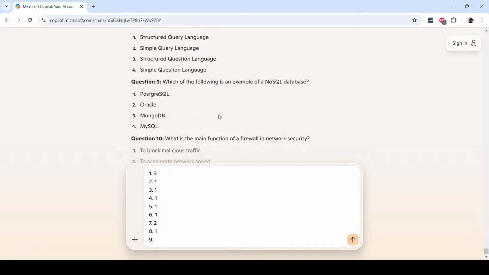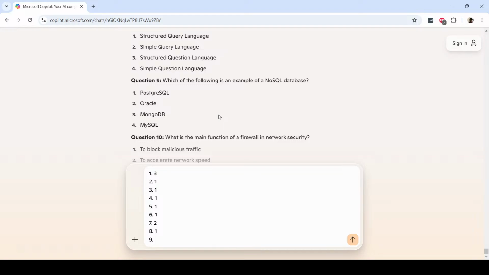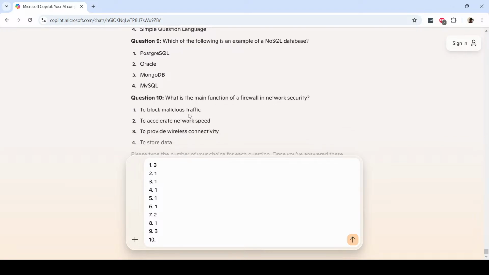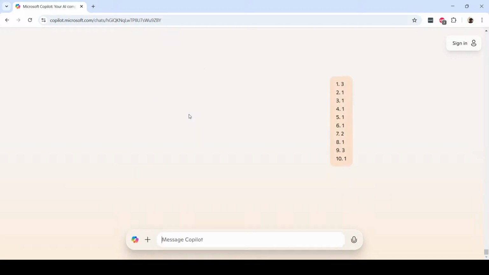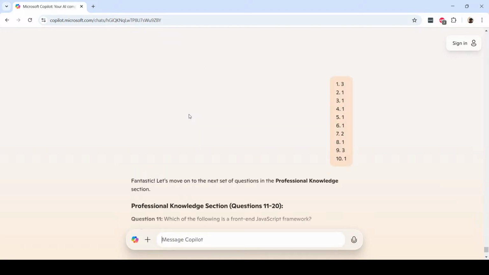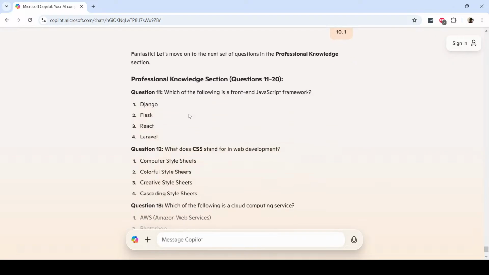Which of the following is an example of a NoSQL database? MongoDB. For information, Postgres is also SQL. What is the main function of a firewall in network security? Block malicious traffic. Okay, so we have answered the first 10. Now, next 10 questions.